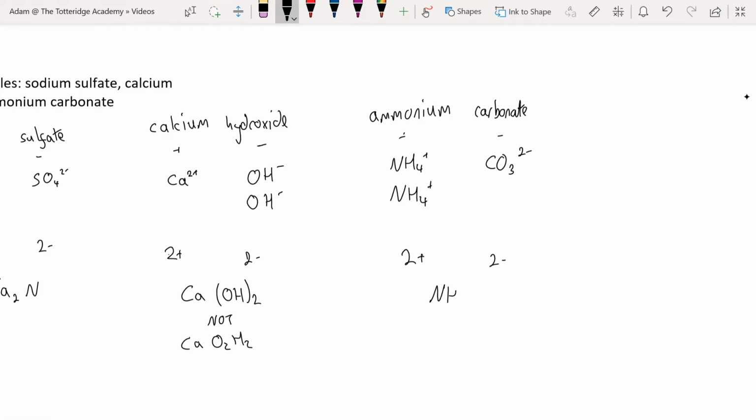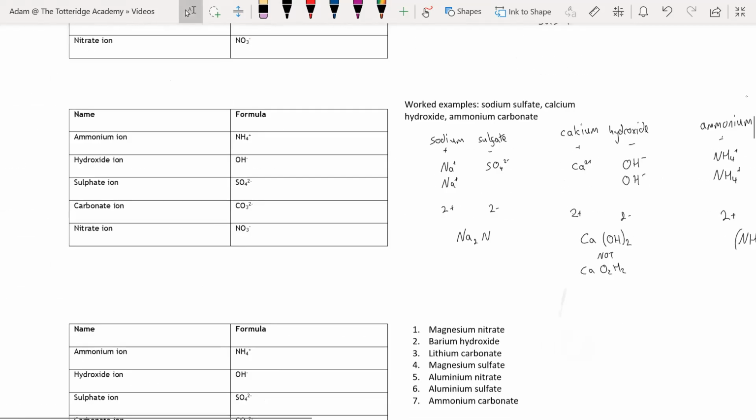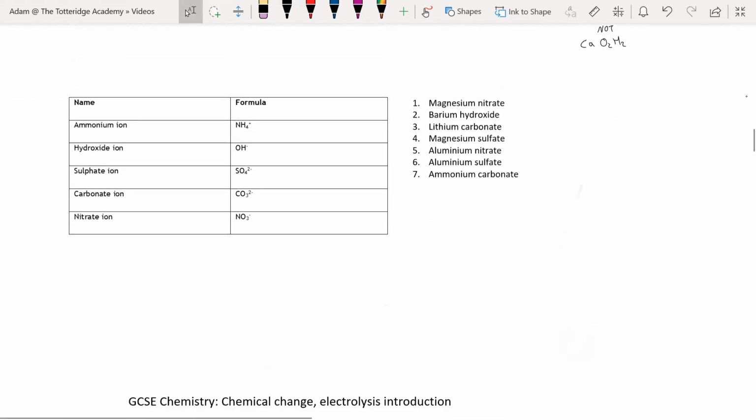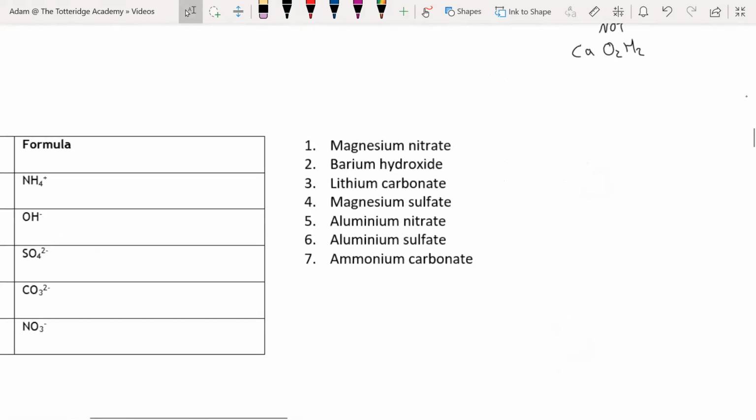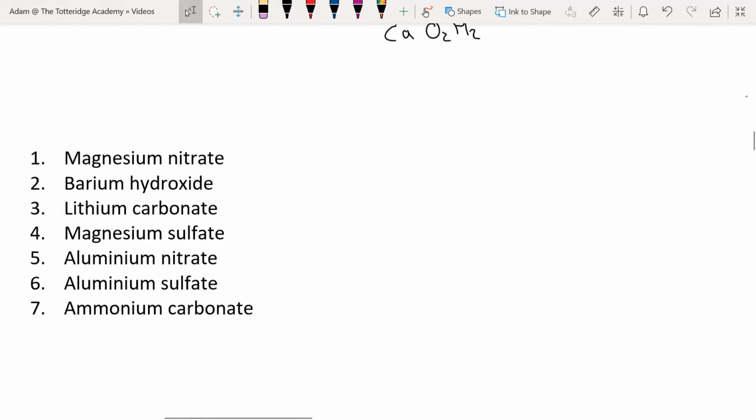So my answer is (NH4)2CO3. And of course, not N2H8. It's this NH4 in brackets with little 2 next to it. Here are some for you to try yourselves. Use your table to have a go at doing these ones for yourself. Pause the video, do these ones for yourself, please.